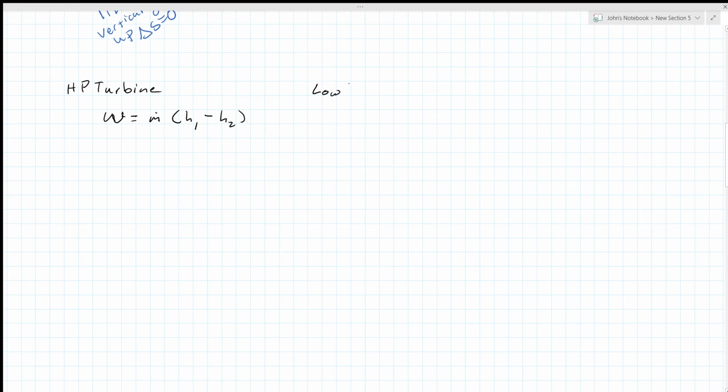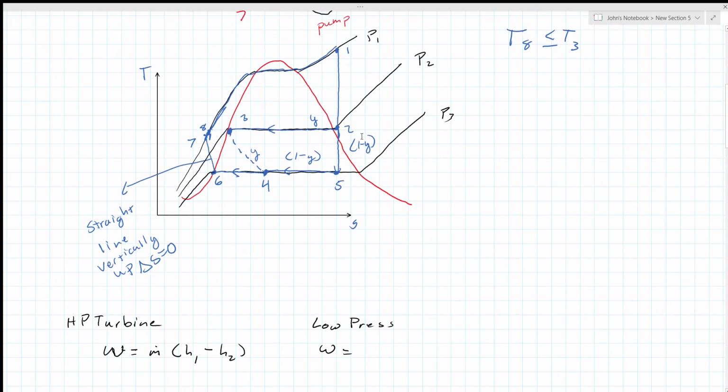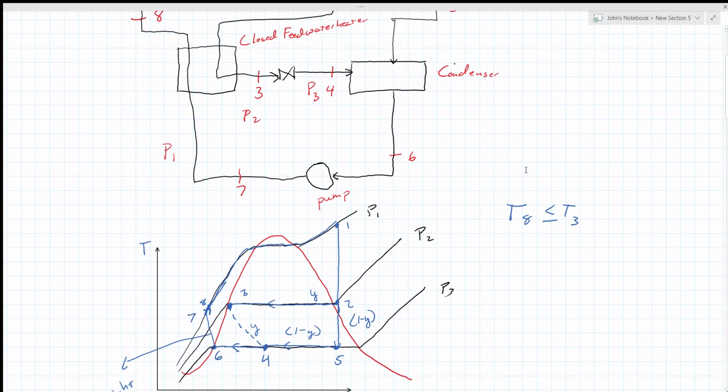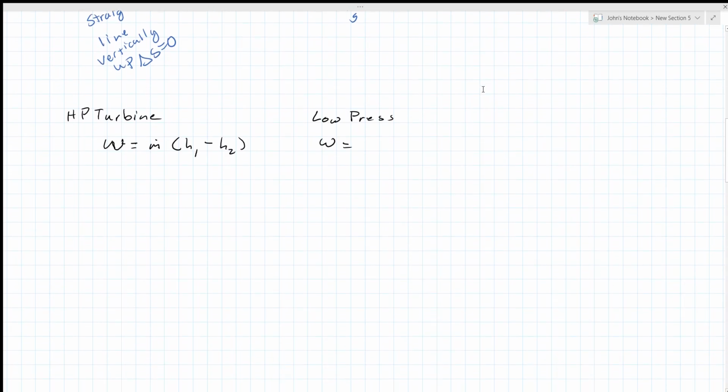Low pressure turbine, I have the work, and I have here some of the mass was siphoned off, so I have 1 minus y going into the low pressure turbine. So it's going to be 1 minus y times the mass flow rate times enthalpy in minus enthalpy out.